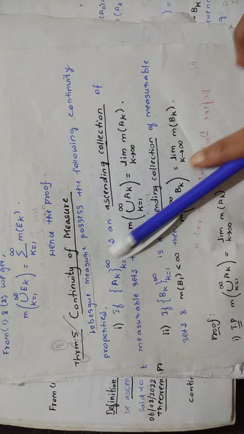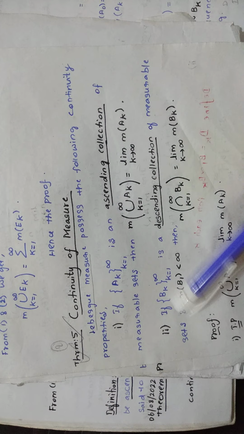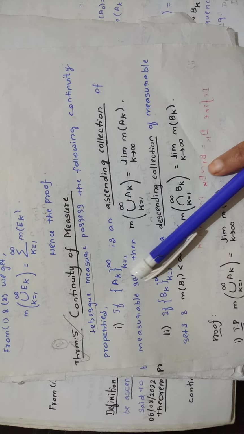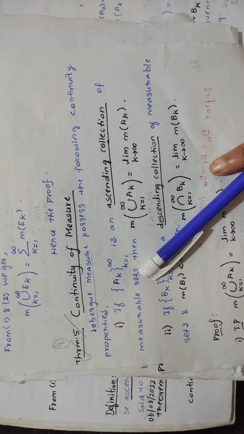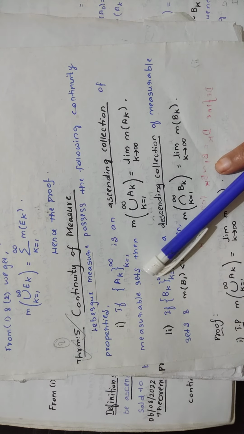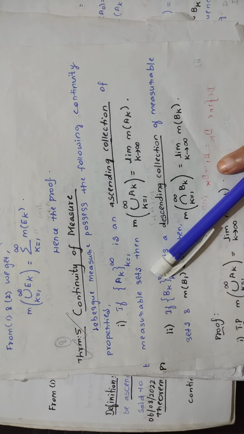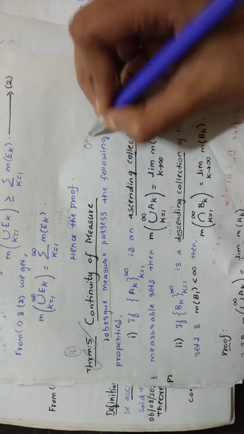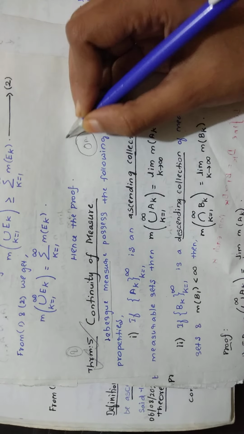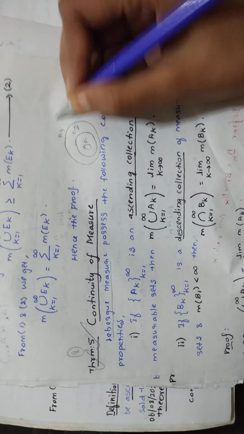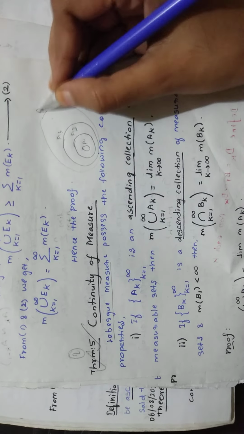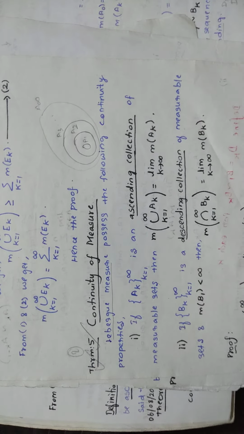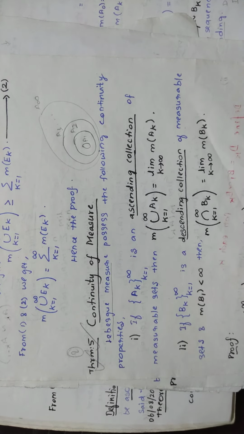If A_k, k equal to 1 to infinity, is an ascending collection of measurable sets. They are saying they are measurable sets, the collection of measurable sets, and also they are arranged in an ascending order: A1, A2, A3. So that is what is written. It means it is like this: A1 is this, A2. Ascending means what? Small to big, no? So it is going on like this till A infinity. That is what they are saying. So if A_k is an ascending collection of measurable sets, then this condition will be there.